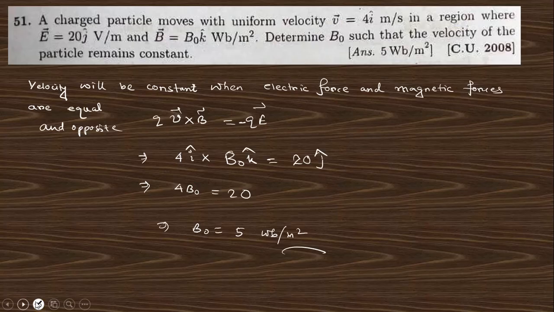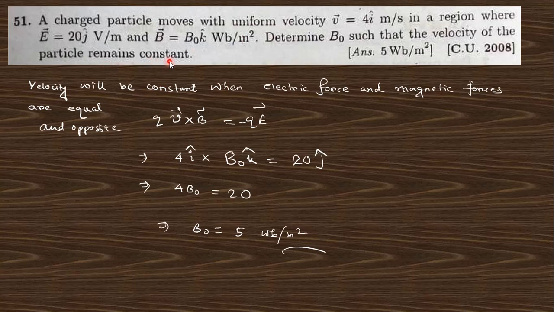So let's start with question number 51, which says a charged particle moves with uniform velocity v, which is 4 i cap, in the region where the electric field is 20 j cap volt per meter and the magnetic field is b0 k cap weber per meter square. Determine b0 such that the velocity of the particle remains constant.